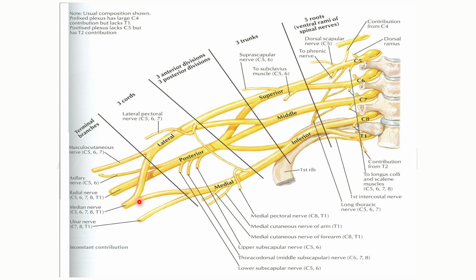Both the lateral part of the median nerve and the medial part will unite to form the median nerve, right? So the lateral cord gives three divisions: the lateral pectoral nerve, the musculocutaneous nerve, and the lateral root of the median nerve. This is about the lateral cord.